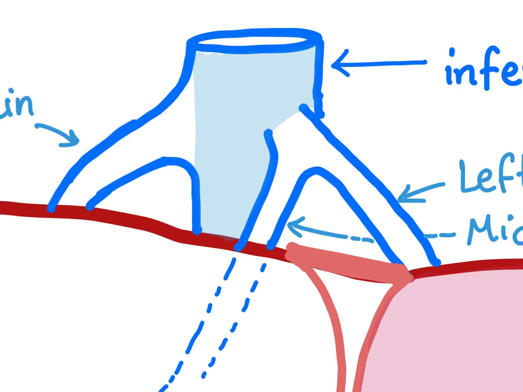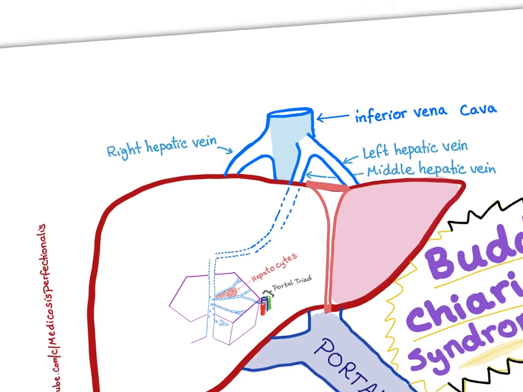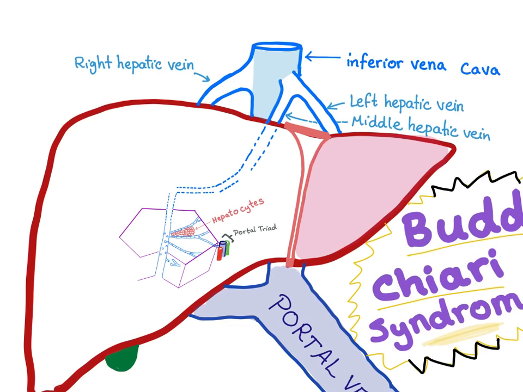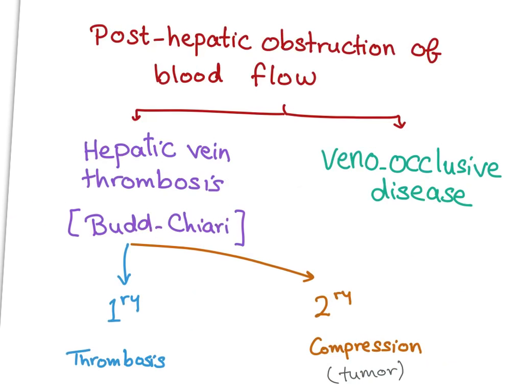Okay, so Budd-Chiari syndrome, what's the abnormality here? The problem that we have is a clot or a thrombus here in the hepatic veins. Okay, so what will happen? That's what we will discuss. But first, let's get the broad picture.